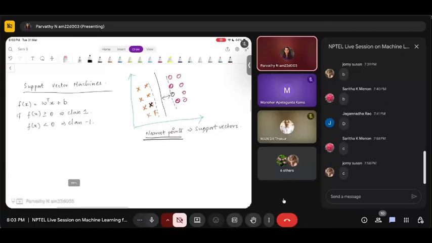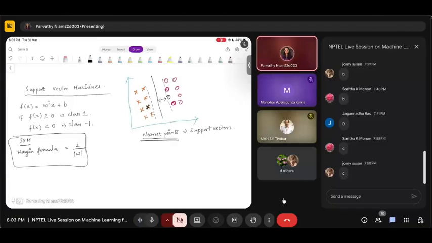Now for SVM, the margin formula is given by 2 by norm of W. So this is the equation. I think in the video also they say that this is the distance of a point to a line, and this is given by this equation.